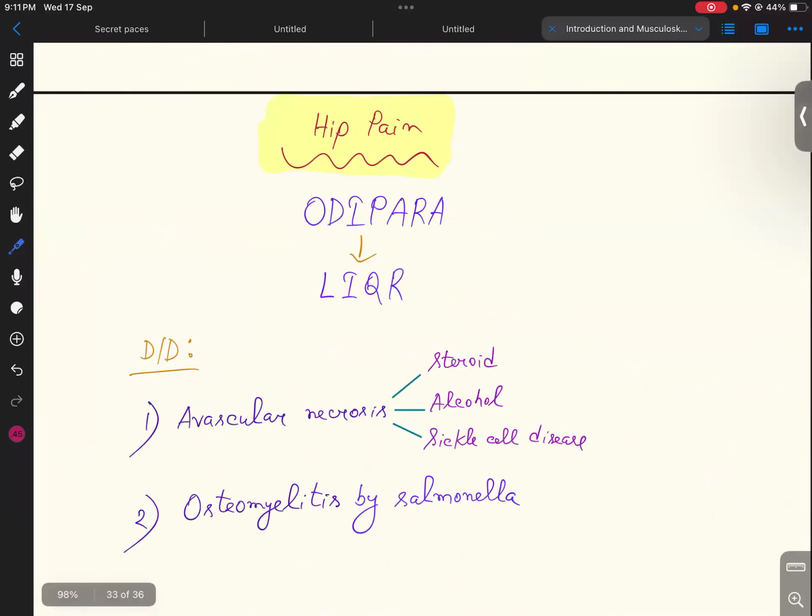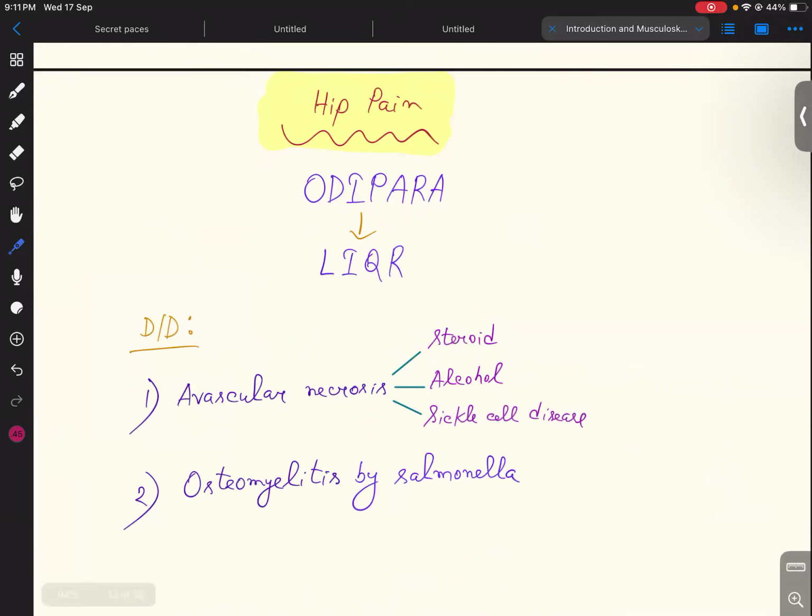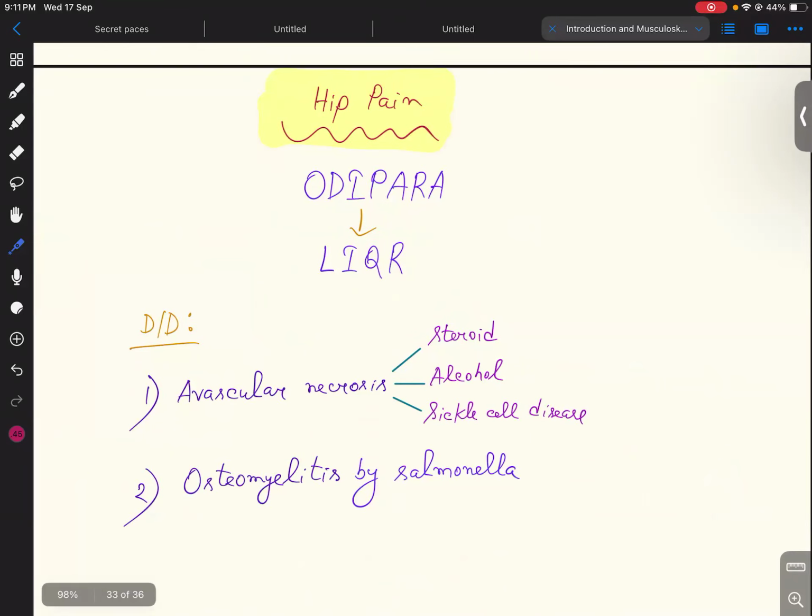So in the PACES exam, whenever a patient comes with hip pain, you have to analyze the symptom using the ODPARA and LICOR. And there is also no red flag sign. In the PACES exam, hip pain always comes as a case of avascular necrosis of the hip joint. There will be a history of either steroid or alcohol or sickle cell disease. And sickle cell disease usually comes in the Middle East. It does not come in India and Bangladesh. It usually comes in the Middle East.